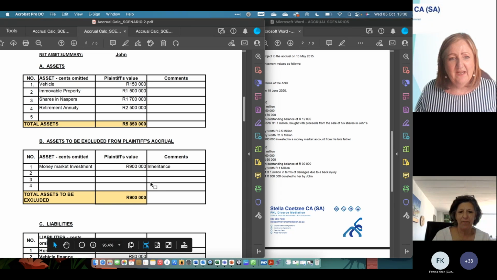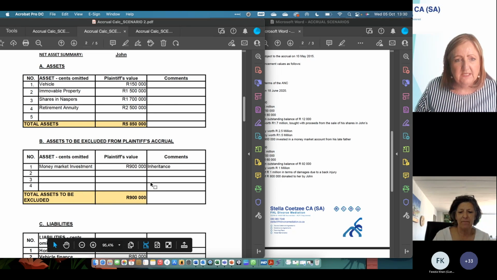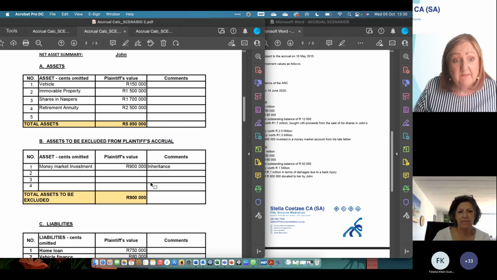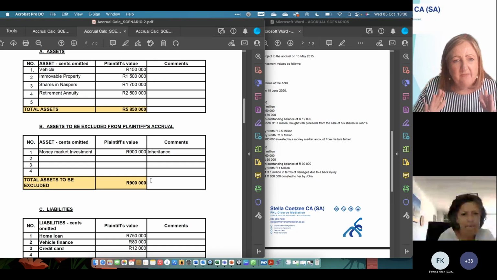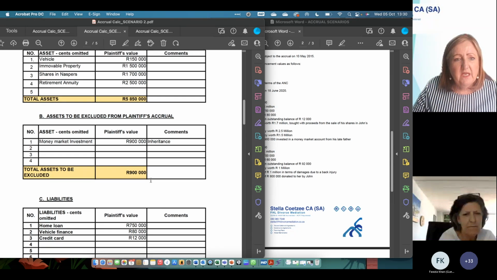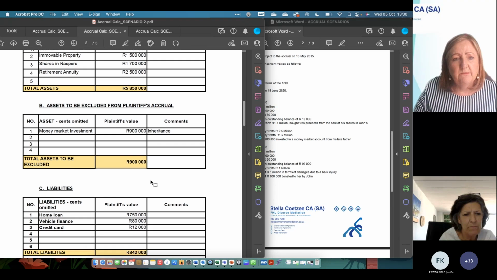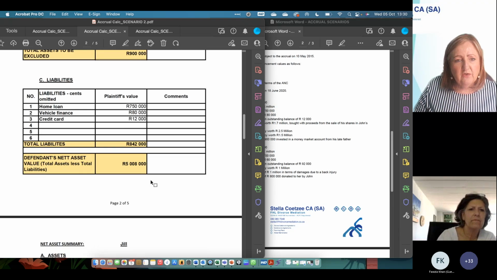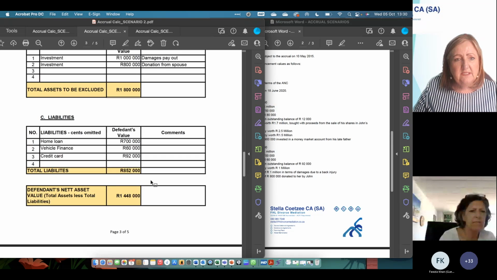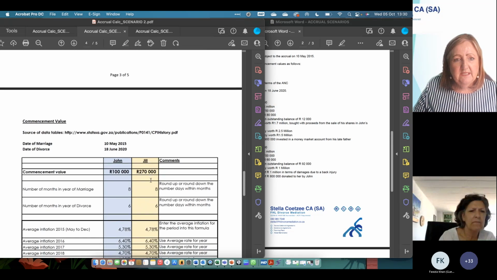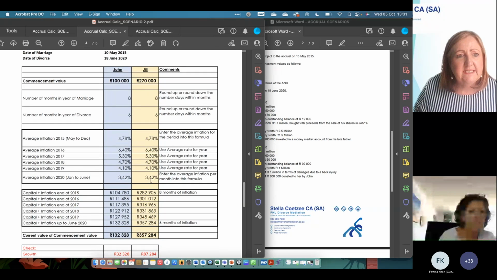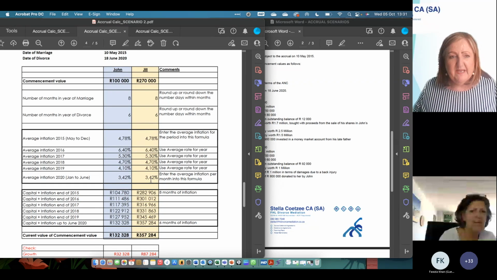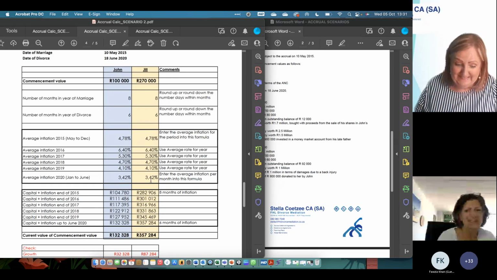Absolutely, not a problem. Okay, so I'm just going to quickly run through it because the crux of this calculation in scenario 2 is the commencement value, which we'll look at now. But let's just see the assets, liabilities, and the assets excluded, which are exactly the same as the previous scenario. So we can just scroll down. And the same for Jill. The assets and liabilities are the same. Okay, so the problem comes with the commencement value. At least on this one, I got it right at the top as commencement value and not an asset.